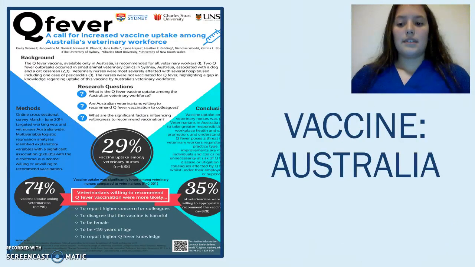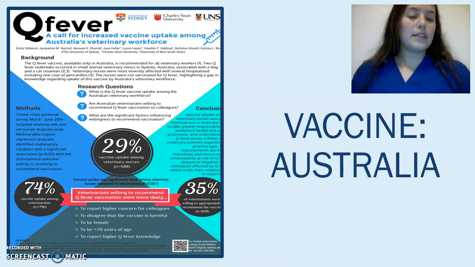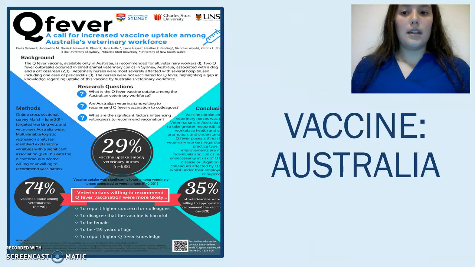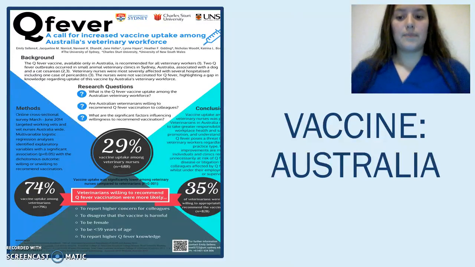And then lastly, there is a vaccine. It's available in Australia. It's usually for vets and people that work with sheep, goats, and cattle, and will have more contact with their placenta, urine, semen, and be more likely to get the disease.